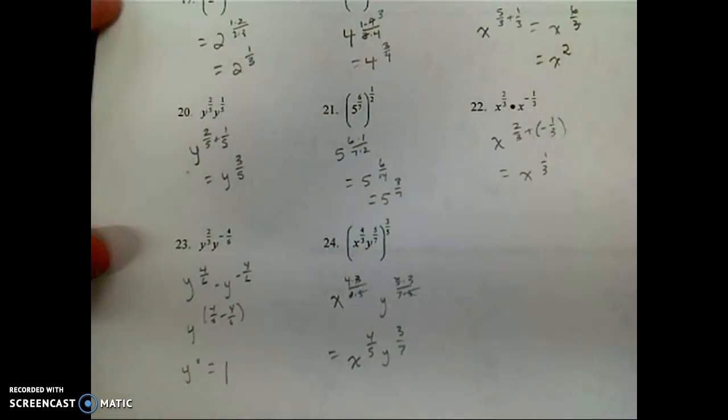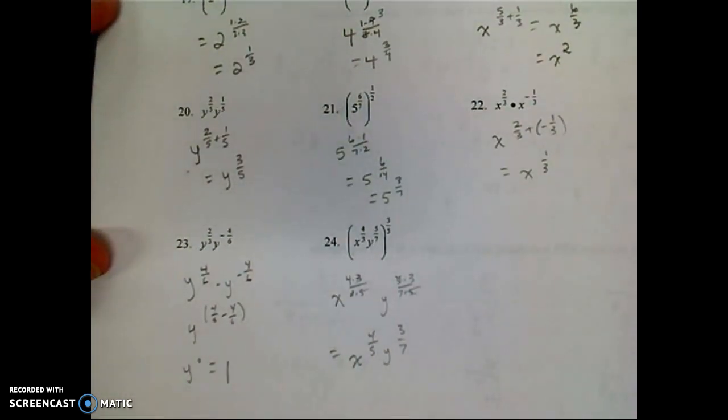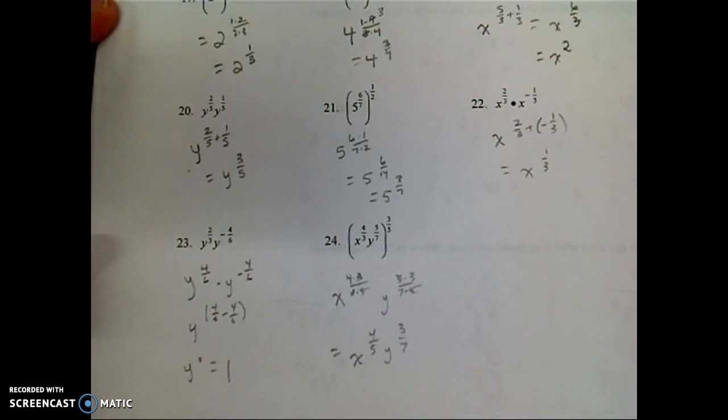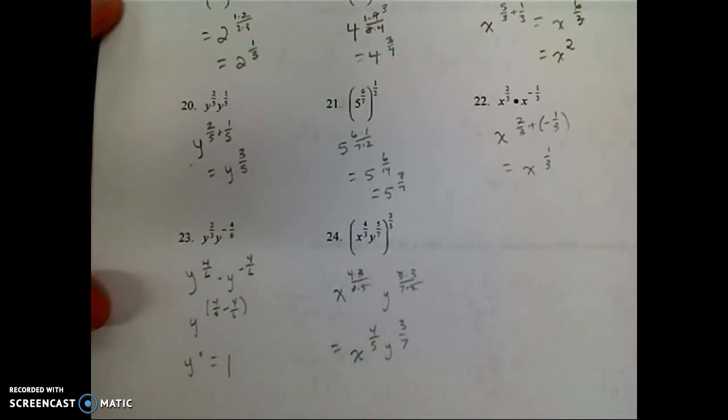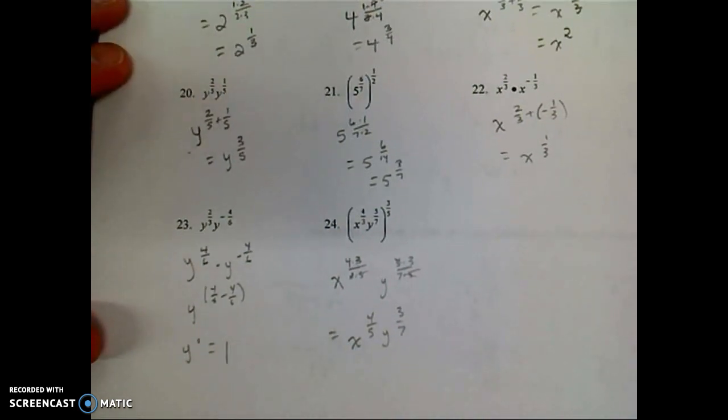In 21, raising a power to a power, so I'm multiplying these exponents. 6/7 times 1/2, and I can see that the 6 and the 2 are going to have a common factor, so 5 to the 6/14 or 5 to the 3/7. Number 22, 2/3 plus a negative 1/3, that's x to 1/3.